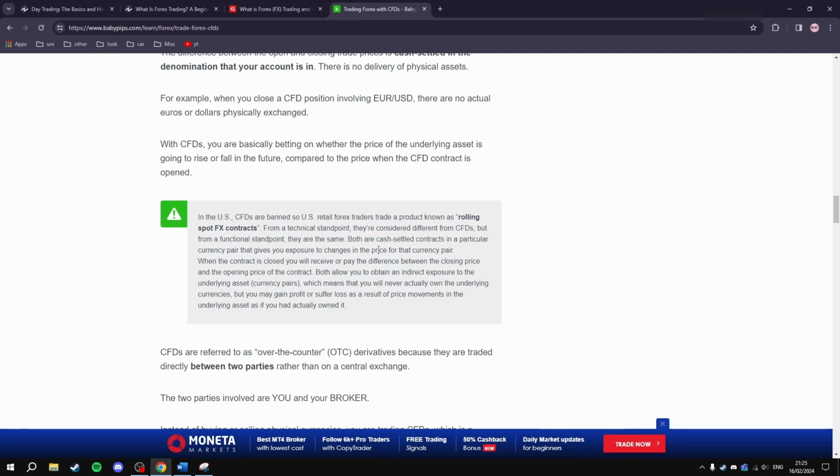Both are cash-settled contracts in a particular currency pair that gives you exposure to changes in the price for that currency pair. When the contract is closed, you will receive or pay the difference between the closing price and the opening price of the contract. Both allow you to obtain an indirect exposure to the underlying asset currency pairs, which means that you will never actually own the underlying currency, but you may gain profit or suffer loss as a result of price movements in the underlying asset, as if you had actually owned it.